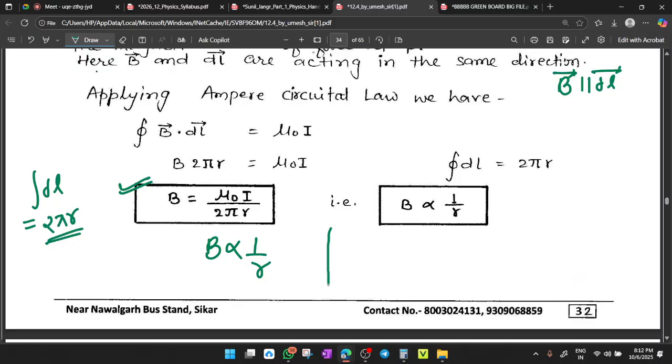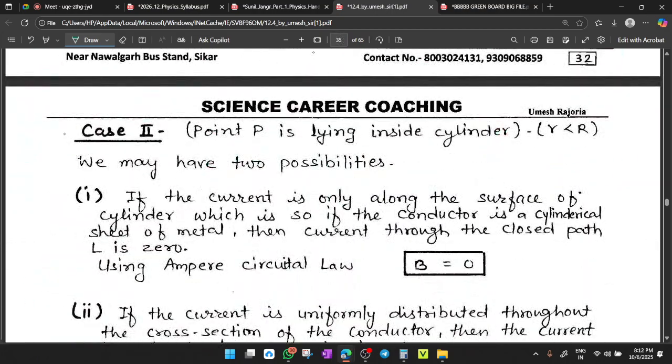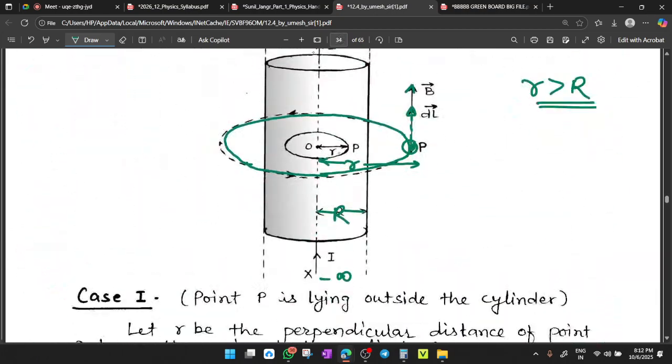Remember the first Oersted experiment. I told you, as you increase the value of r, as you increase the distance from the conductor, your magnetic field will decrease. Clear? So the same result is obtained here. B is inversely proportional to r. And this is the first derivation, when your point is outside the cylinder. Clear? Second point, your point of observation on the cylinder.